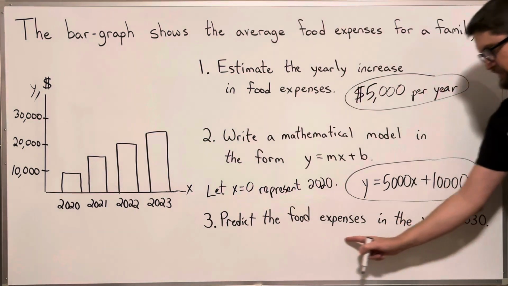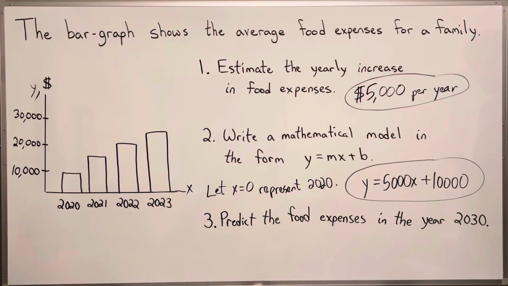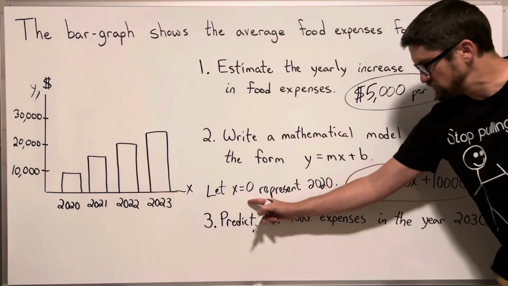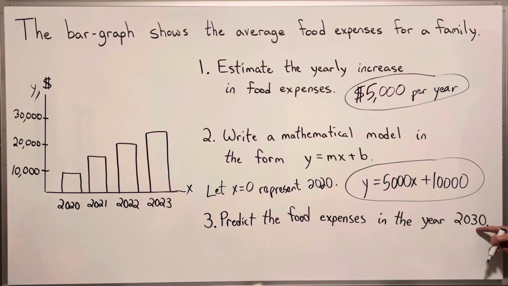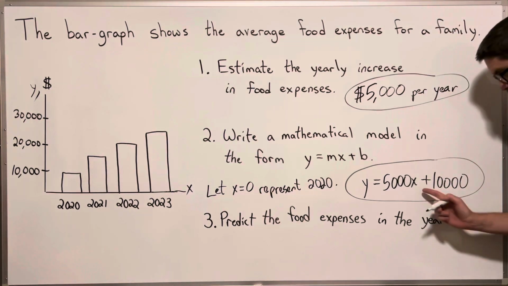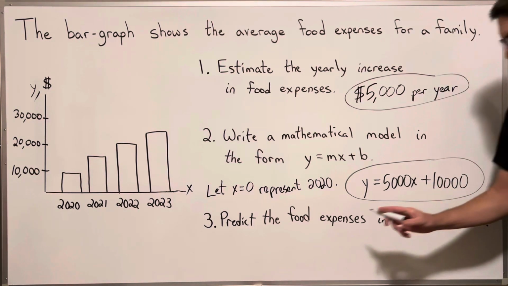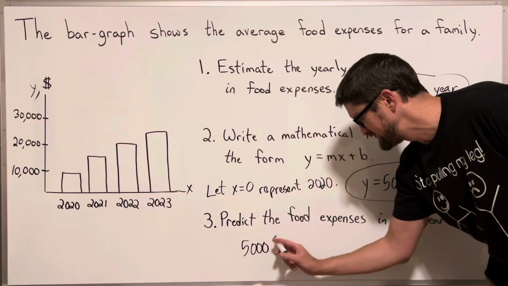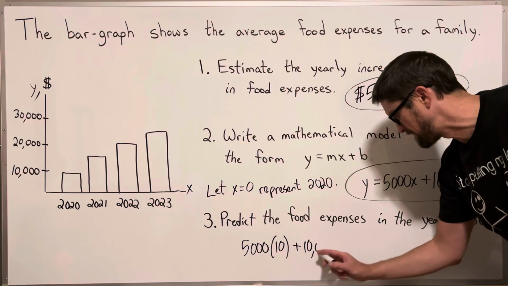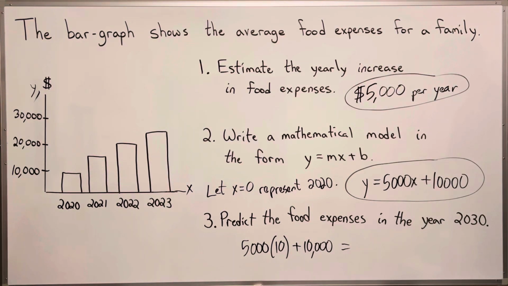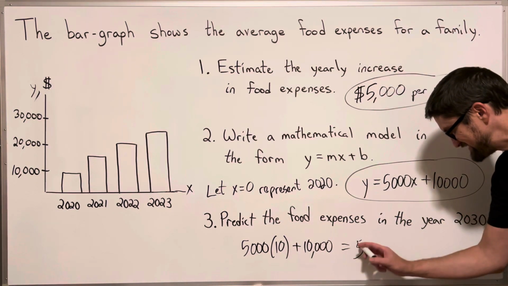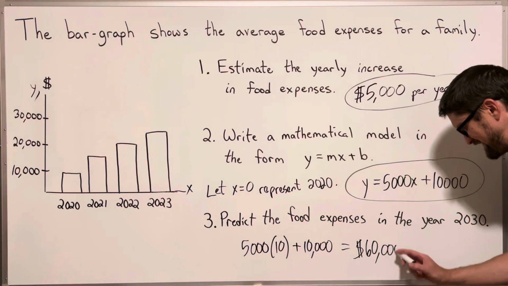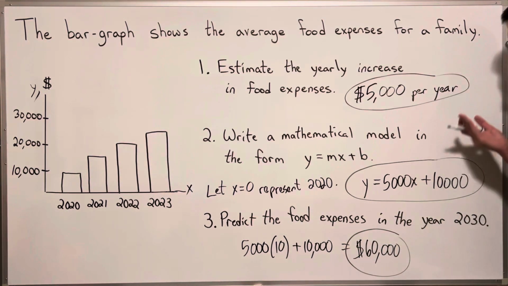All right, the last question here says, predict the food expenses in the year 2030. So X is 0 at 2020, and X is the number of years after 2020. So X is going to be 10 in the year 2030. So to predict it, all I'm going to do is plug in 10 right here. So I'm going to do 5,000 times 10 plus the 10,000. That's going to be 50,000 plus 10,000. That's $60,000. There you go.